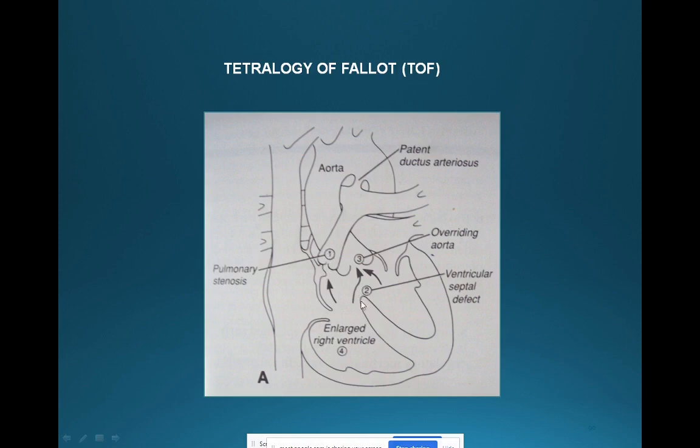Second is the ventricular septal defect, mostly in the membranous part. The muscular part is okay, but the membranous part is not present. Once there is the ventricular septal defect, the aorta is overriding it, just above it. And the fourth one is, due to the pulmonary stenosis, the right ventricle is trying hard to push the blood through a narrow passage, so there is enlargement of the musculature of the right ventricle. So these four components together form the tetralogy of Fallot.